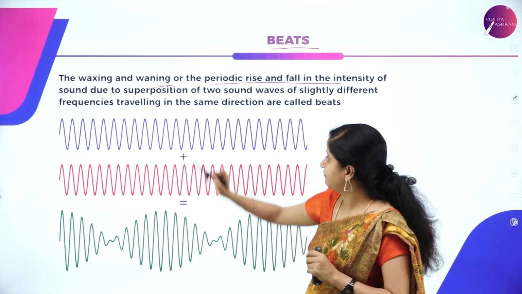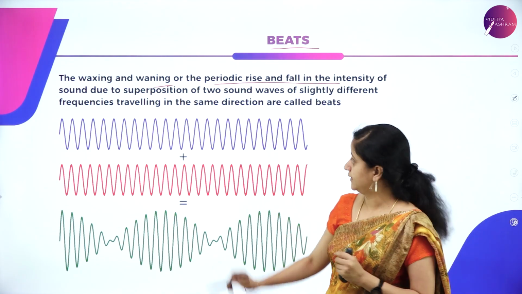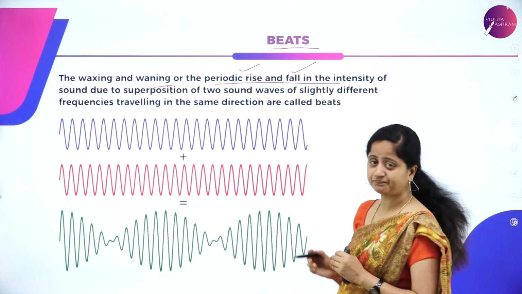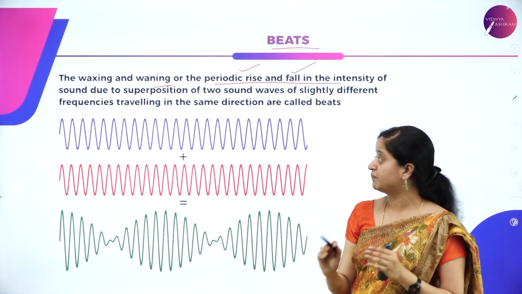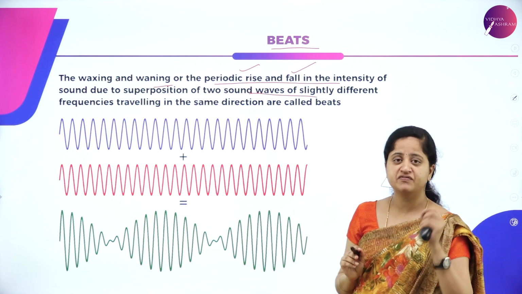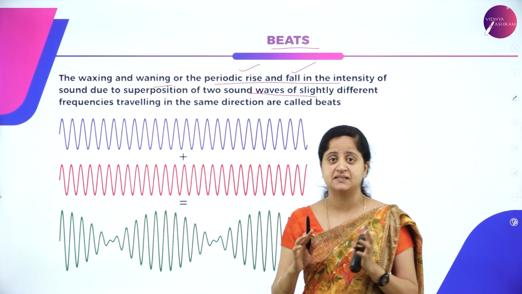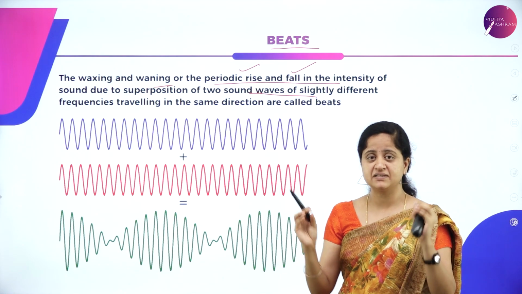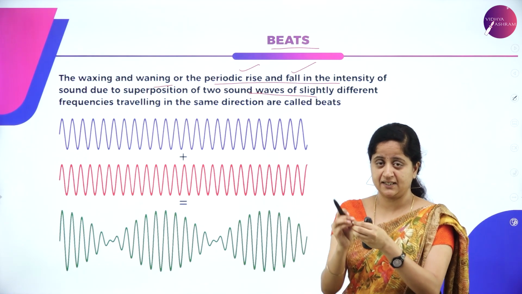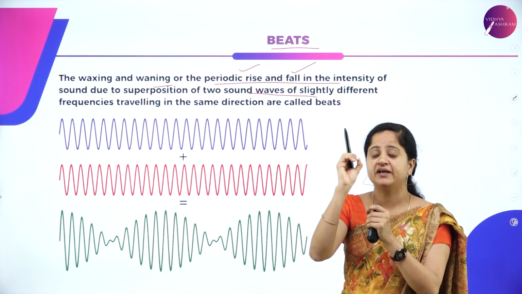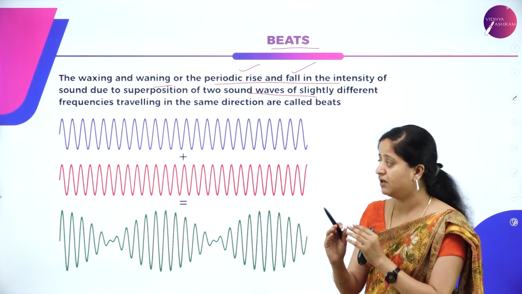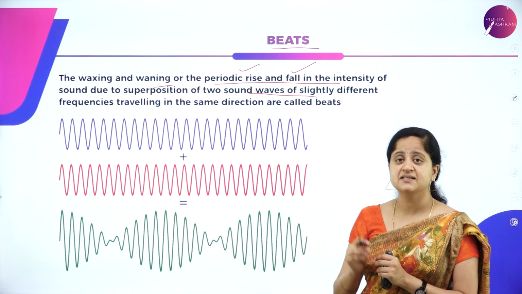So it is nothing but the waxing and waning, or the periodic rise and fall in the intensity of sound due to superposition of two sound waves of slightly different frequencies. So when two sound waves of different frequencies superpose on each other, there will be a production of some noise. That is due to the periodic rise or fall of intensity of sound, and it is called beats.